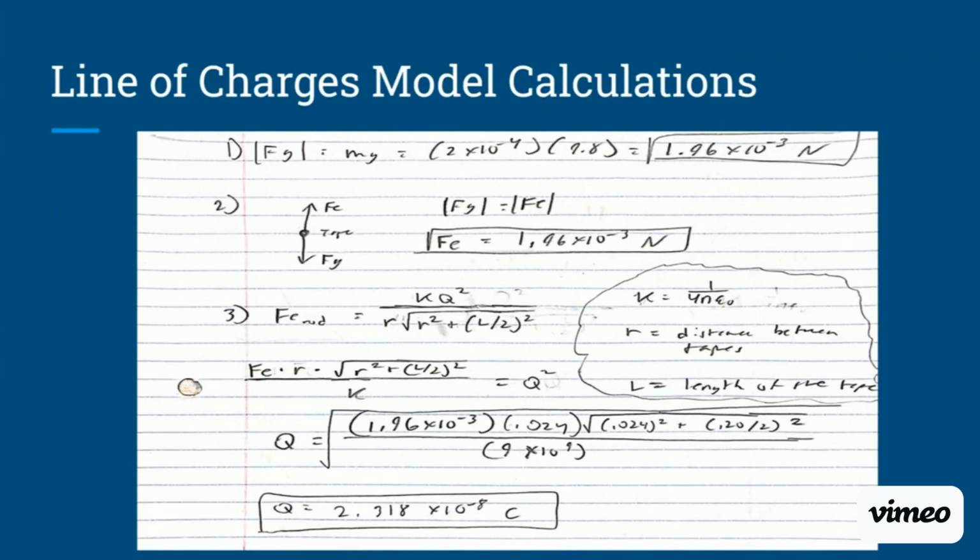Now, since the tape is floating at rest and the electric and gravity forces are the only forces on the tape, we know that the electric force must cancel out the gravity force, meaning the electric force of the tape must be equal to 1.96 times 10 to the negative 3.